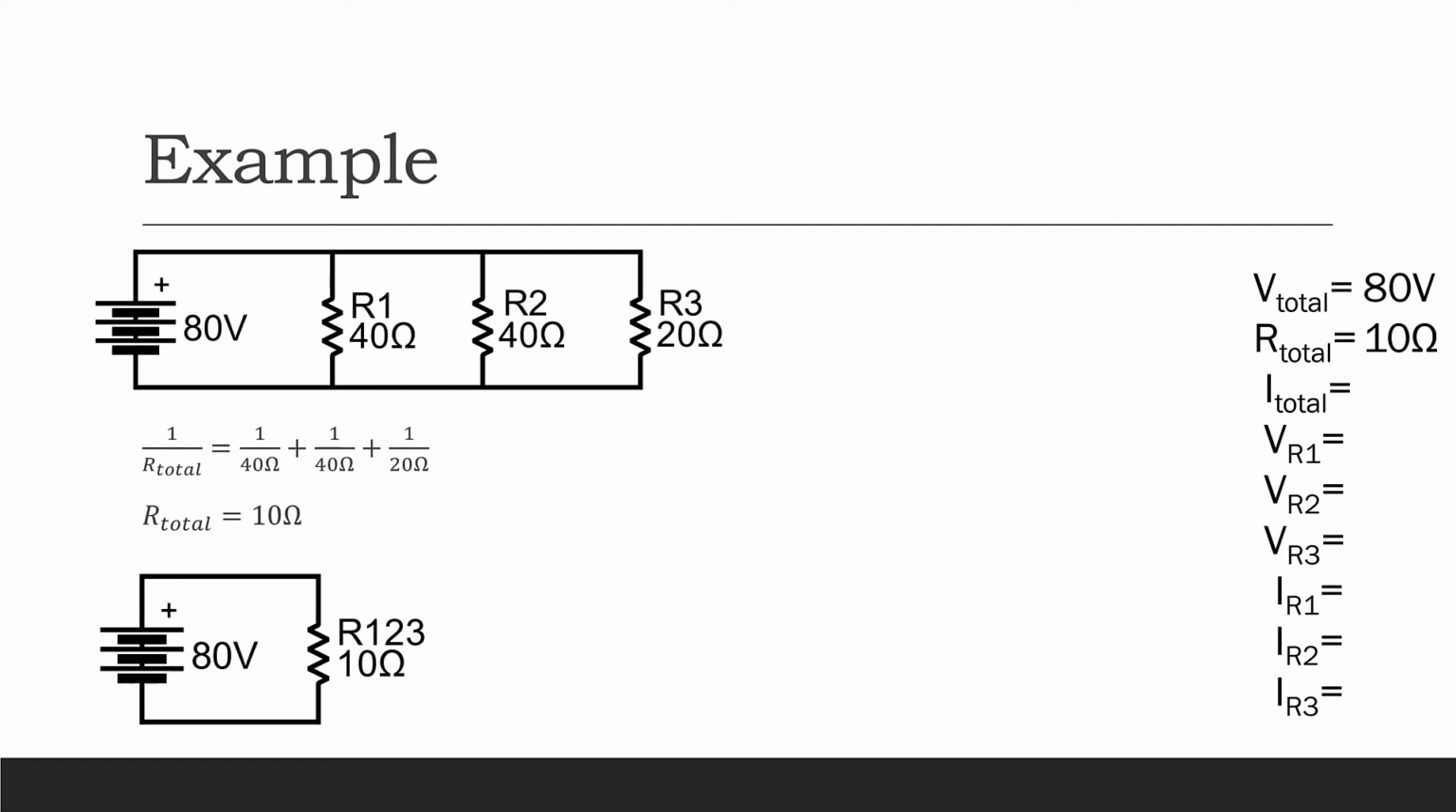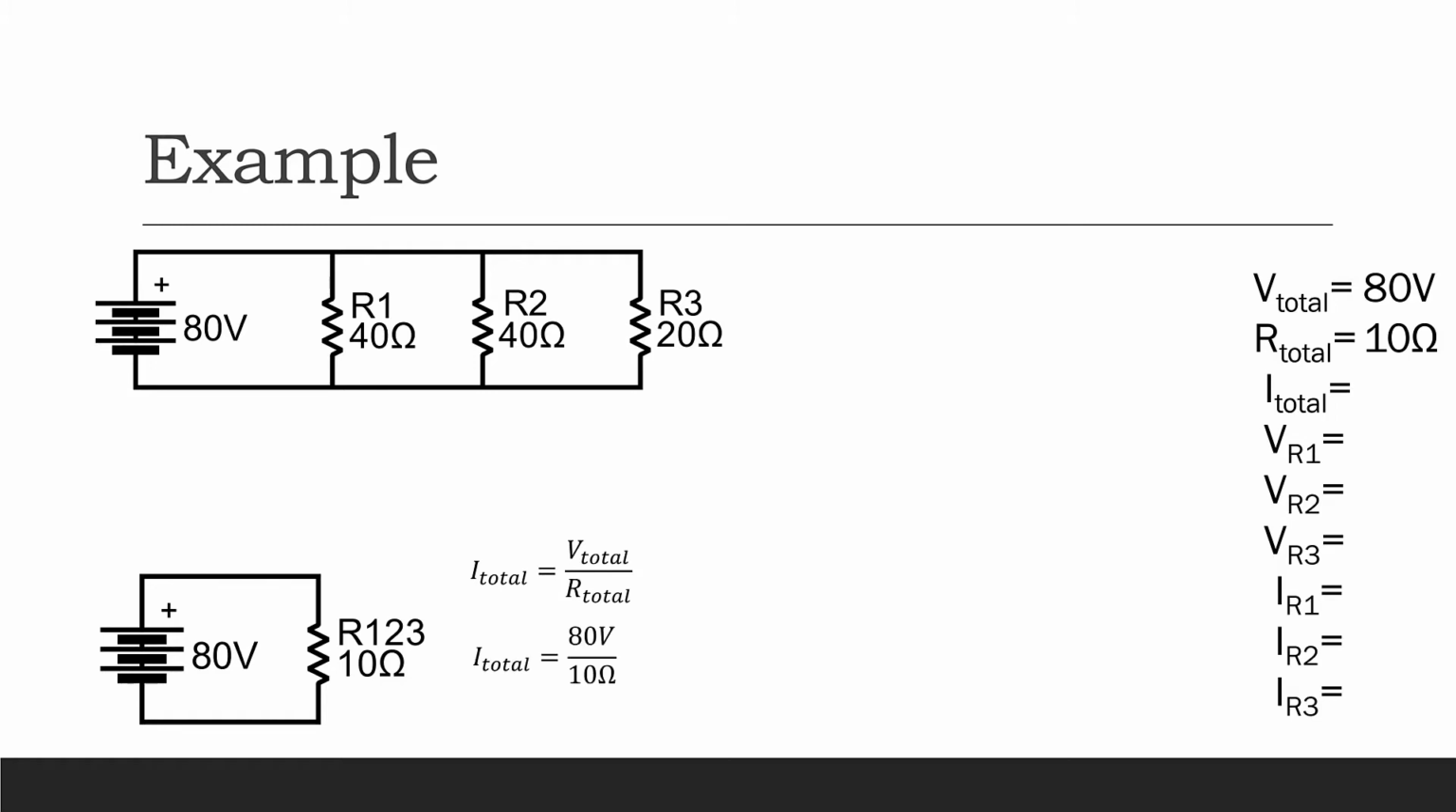Now that we know the total resistance for this circuit, we can try and find the total current. If we know the resistance and the voltage, then we can use Ohm's law to find that current. Ohm's law says that the total current is just the total voltage over the total resistance. So in that case, that's 80 volts over 10 ohms. That comes out to be 8 amps. That means we have 8 amps flowing through the circuit there.